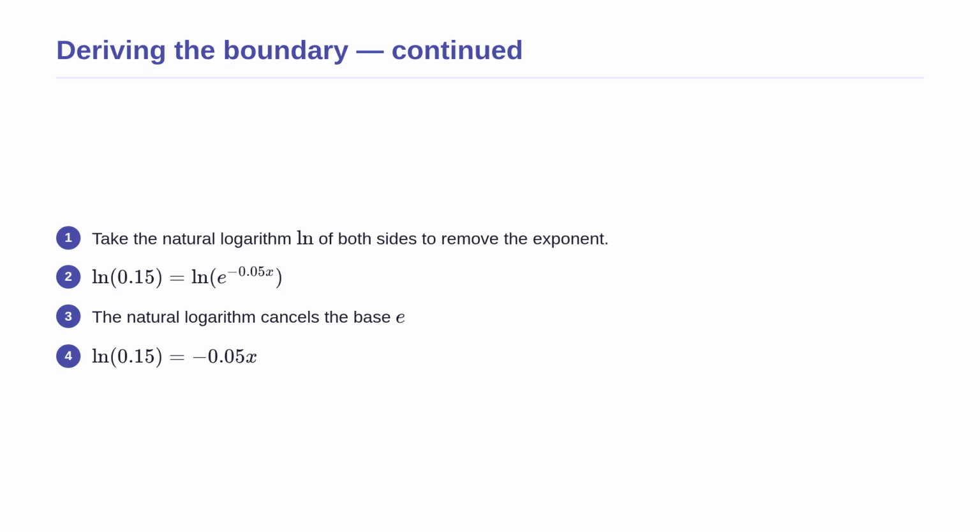Now that we have simplified the equation, we need to bring the variable x down from the exponent. To do this, we take the natural logarithm of both sides. The natural logarithm is the perfect mathematical tool here because it perfectly cancels out the base e on the right side of the equation. This is a standard algebraic trick used whenever we need to solve for a variable trapped in an exponent. By applying the natural logarithm, we transform a complex exponential relationship into a simple linear one. The equation now reads: the natural logarithm of 0.15 equals negative 0.05 times x.